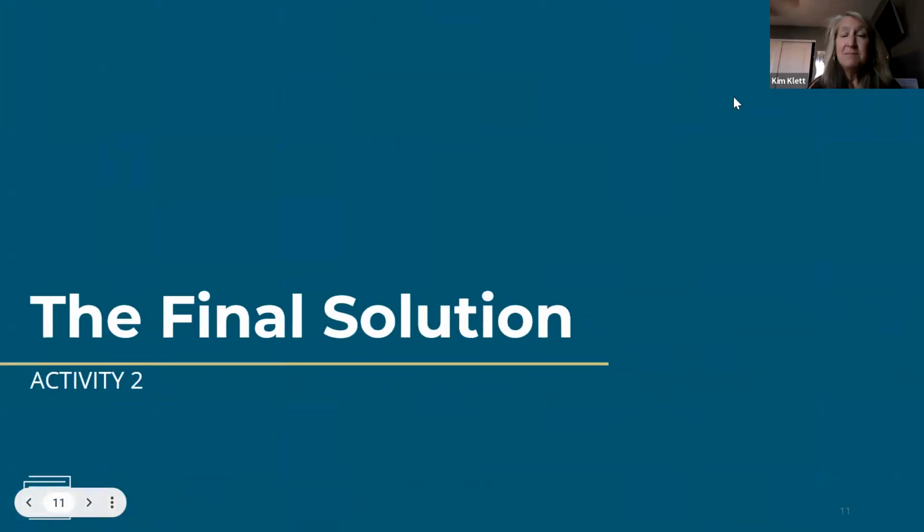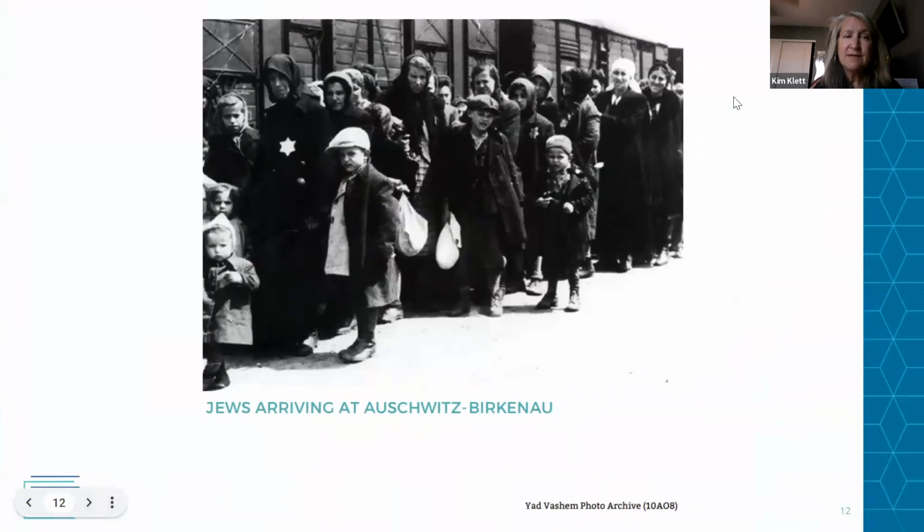There we go. So for our second activity today, I want to look a little bit at the final solution, which is Unit 5 in our lessons. And we're going to look at some photographs. I like using photographs a lot. I've found that over the years, my students are really reluctant readers, even more so now, but they love looking at photographs. So these are photographs from what's called the Auschwitz album.